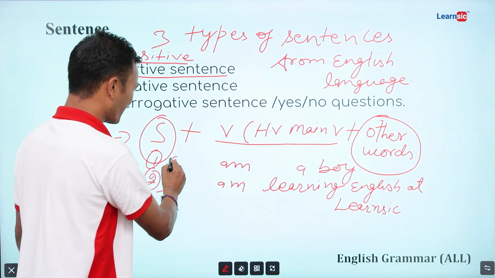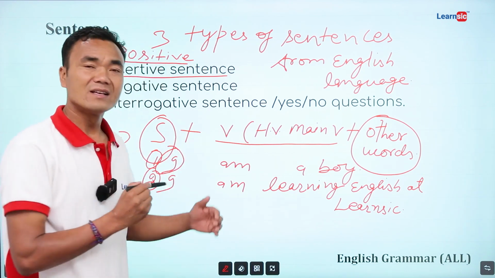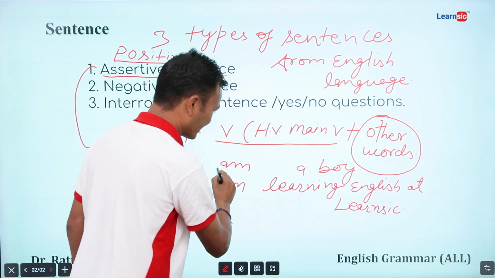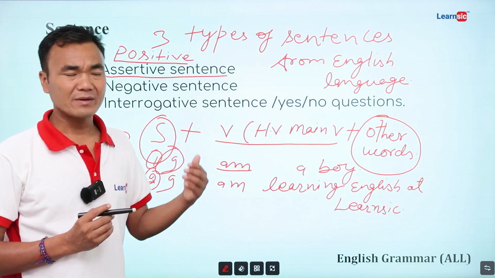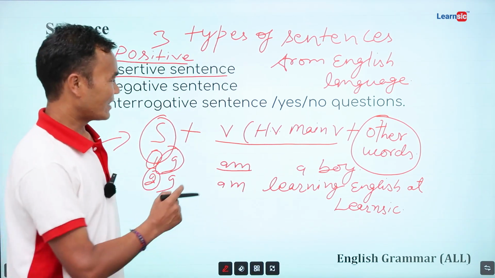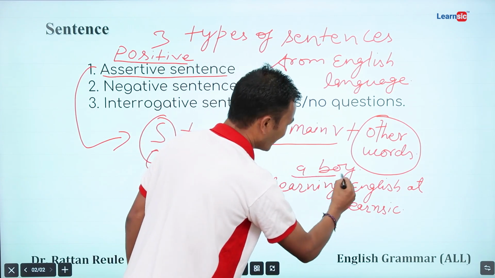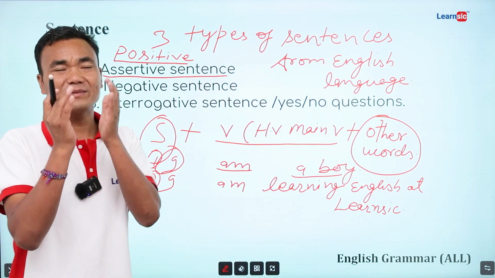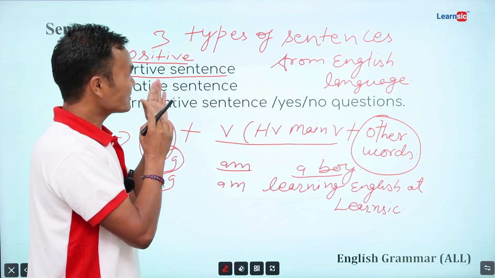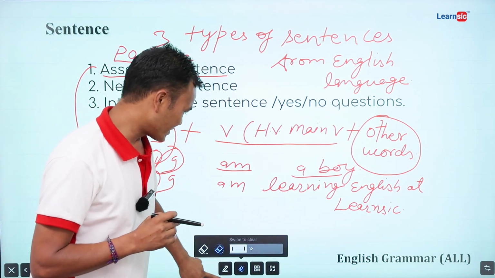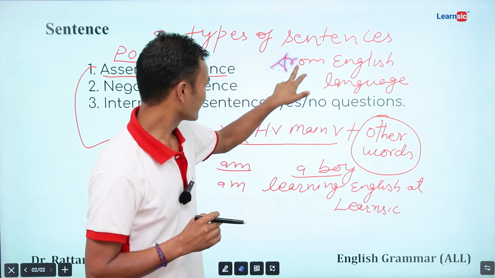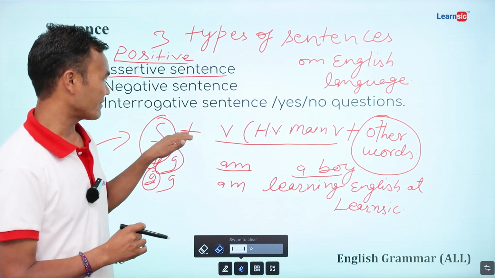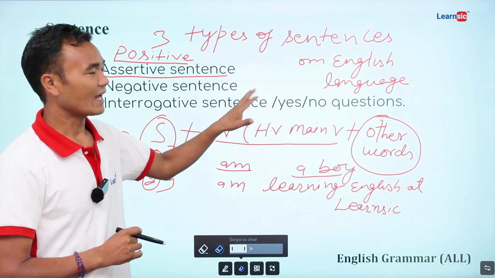So look at the first part. First part is I, the subject, which is an example of a pronoun. Second, we have only the helping verb am from the present tense. Then after that the other words are a boy. So this is an example of our assertive sentence, right? Assertive sentence has subject, verb, and object.